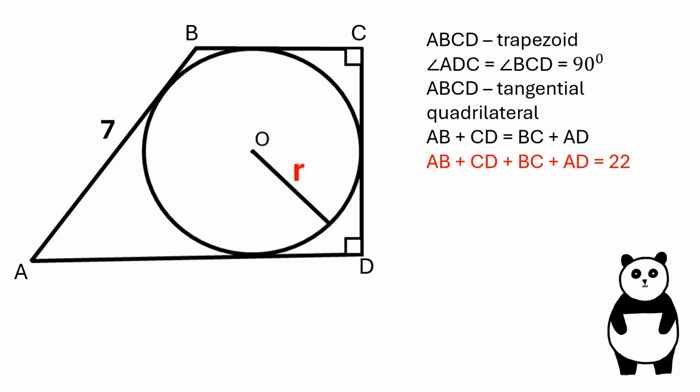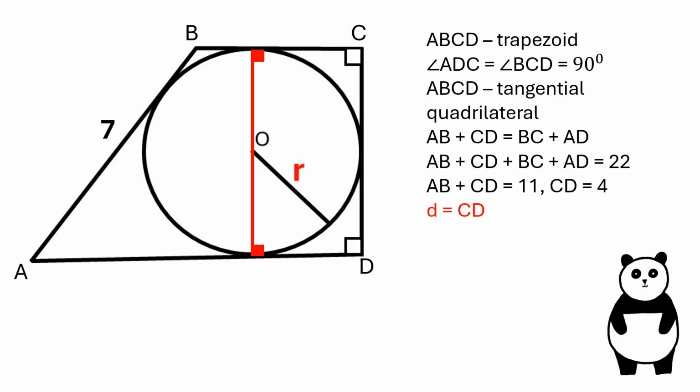Since the perimeter of the trapezoid is equal to 22, AB plus CD is equal to 11. Therefore, CD is equal to 4. CD is equal to the diameter of the circle because the radius is perpendicular to the tangent line at the point of tangency. Therefore, the radius of our circle is equal to 2.